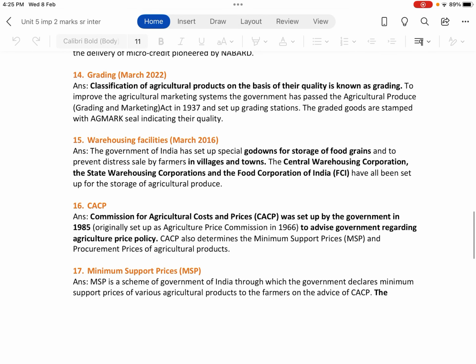Okay. 15th question, warehousing facilities. This question was asked in the March 2016 board paper. Answer: the Government of India has set up special godowns for storage of food grains and to prevent distress sale by farmers in villages and towns.